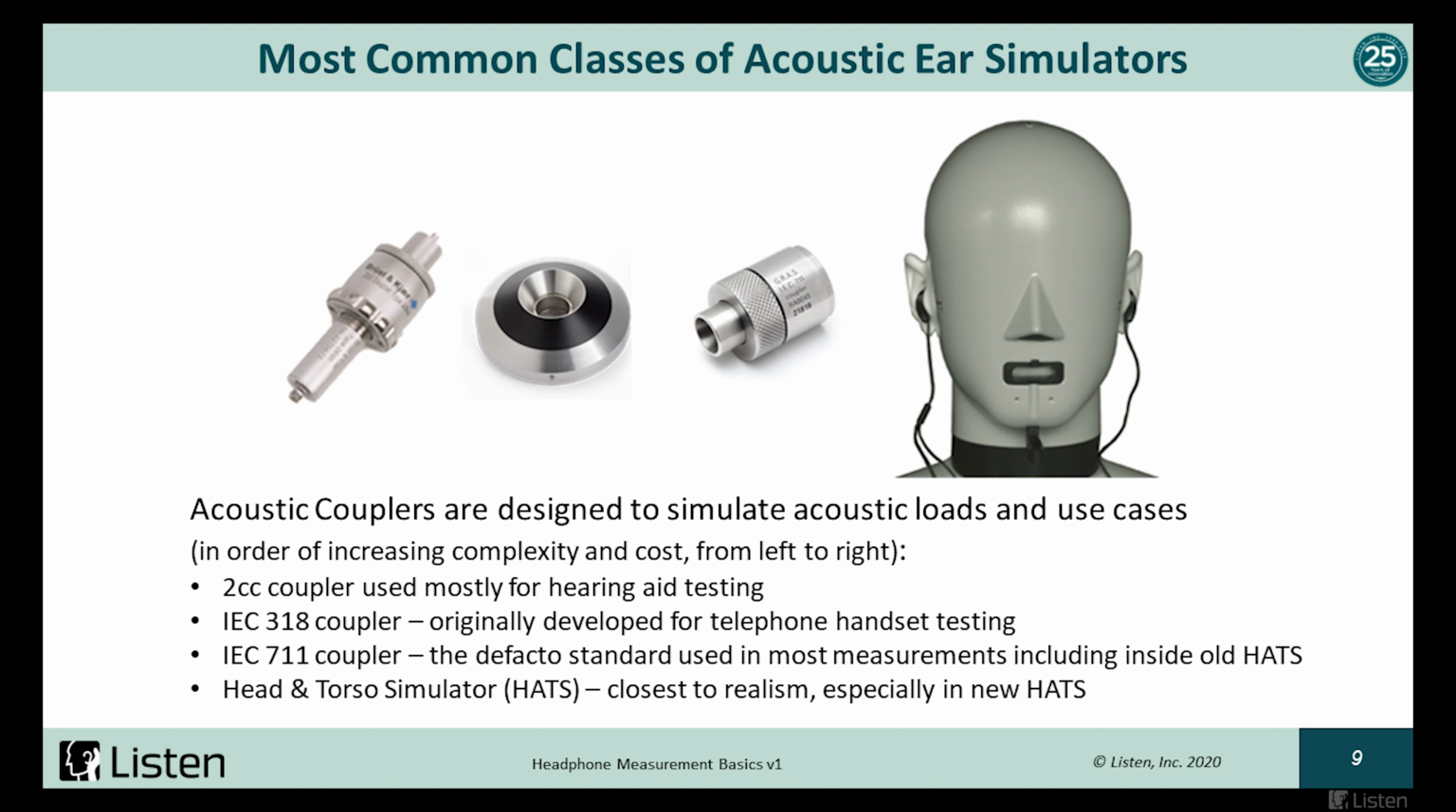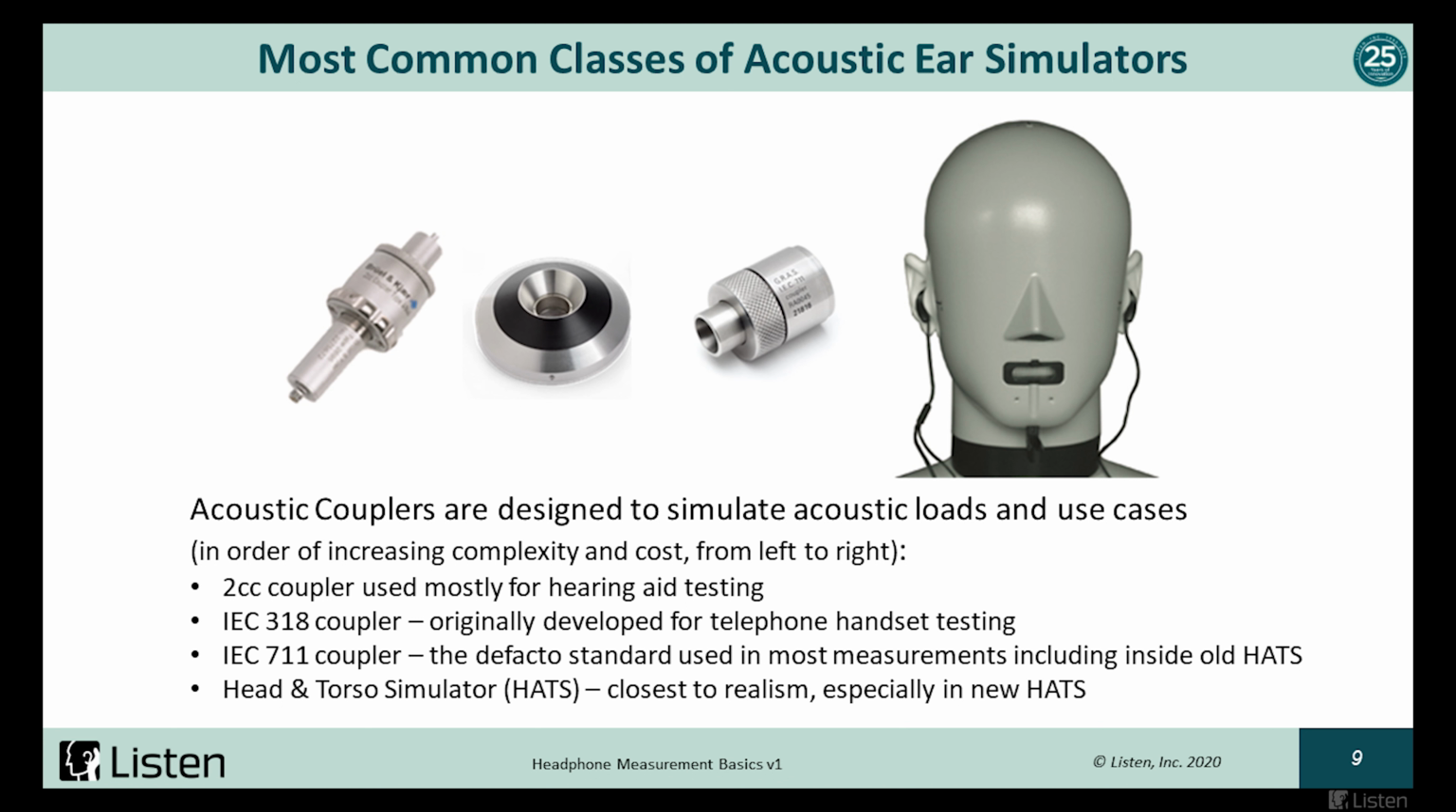The most common class of acoustic ear simulators are below. I'm going to talk about it from left to right with increasing complexity. We start out with a very simple 2cc coupler, which is a single, simple volume. That's why I don't even show a diagram or a cutaway of it. It was really used, and still is used, mostly for hearing aid testing. You could use it for earbuds, but I wouldn't recommend it.